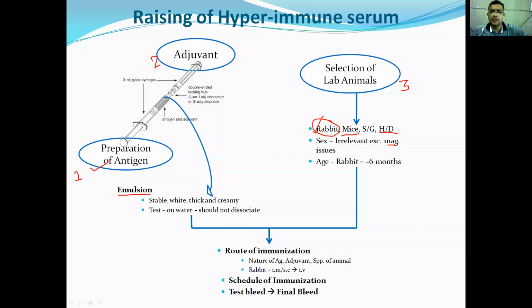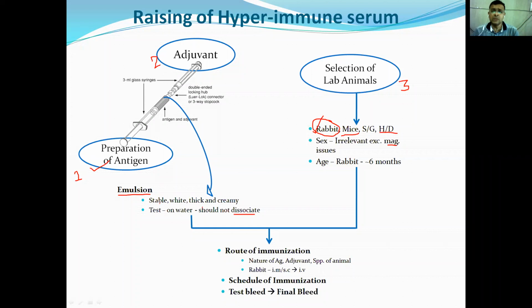The stability of this emulsion can be tested by keeping a drop of that emulsion over water. If your emulsion is good, then that drop should remain intact on the surface of the water. If your emulsion is not good or not complete, then it will dissociate over the water surface. In such a case, we again need to mix the adjuvant and antigen until we get a stable emulsion.